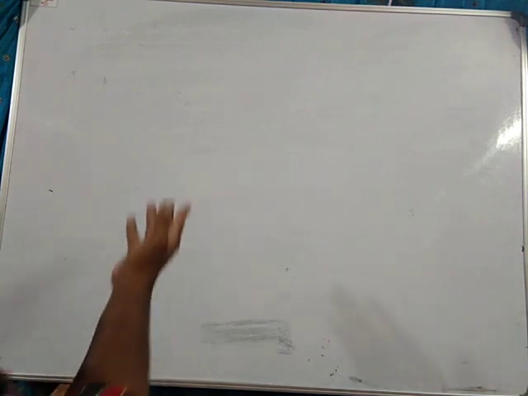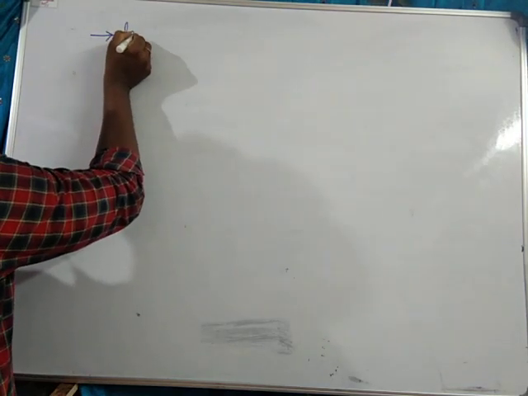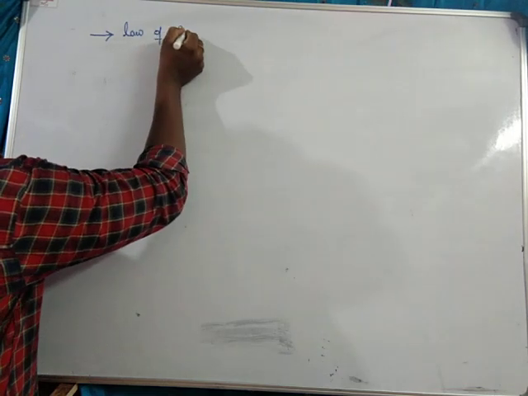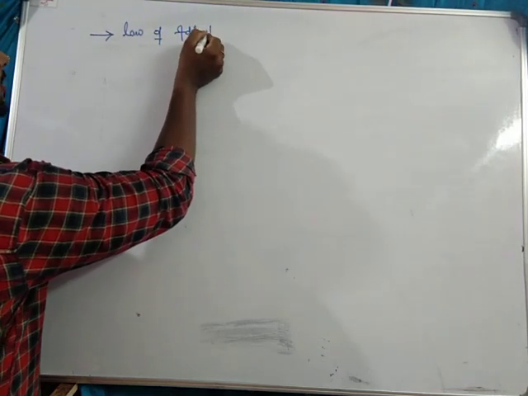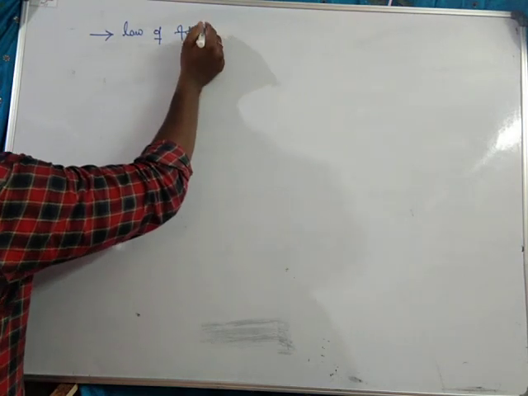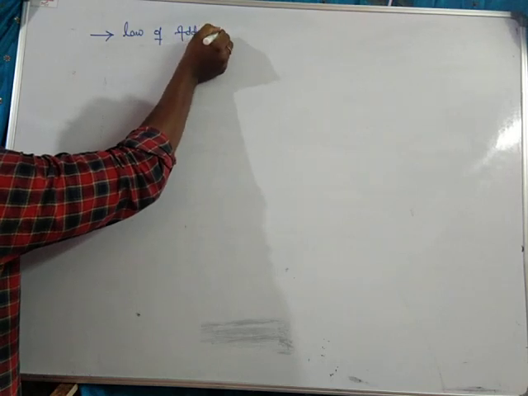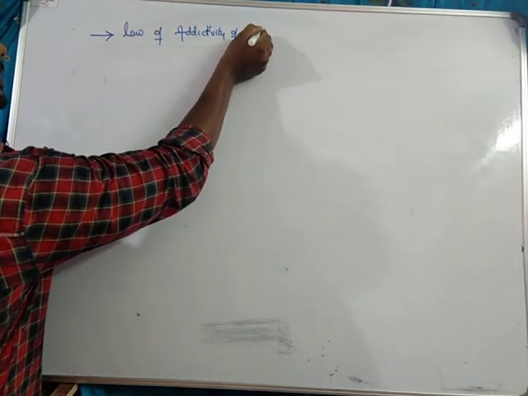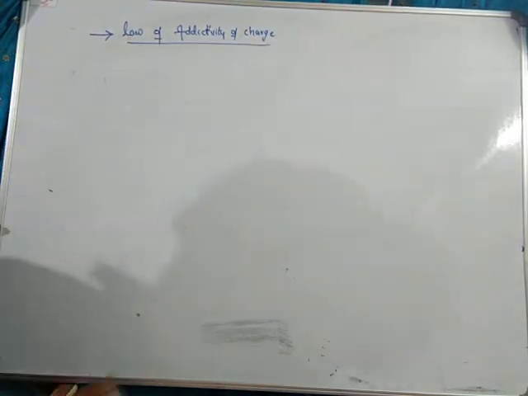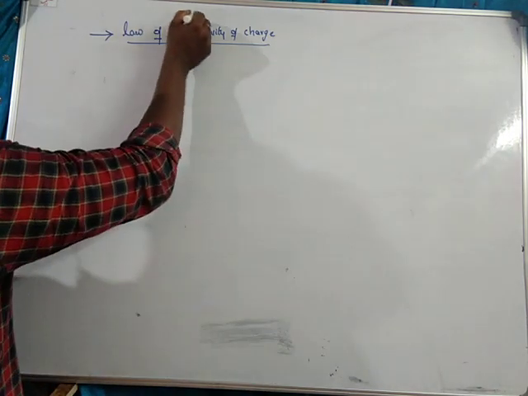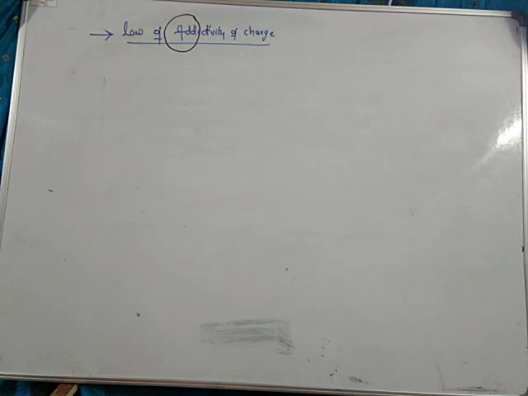So we cleared the law of conservation of charge and quantization of charge. Next we will go for the third property, that we call the law of additivity of charge. Simple, in the word we have add. Add means we will add all the charges.